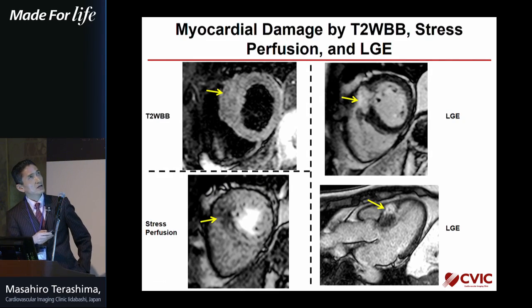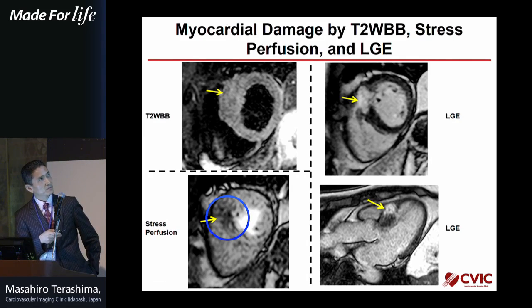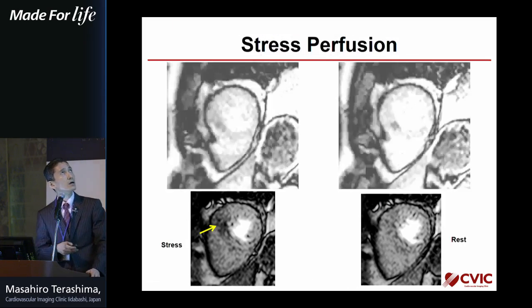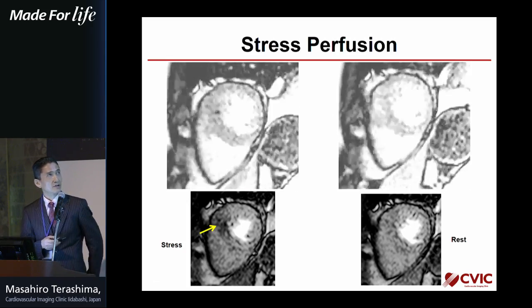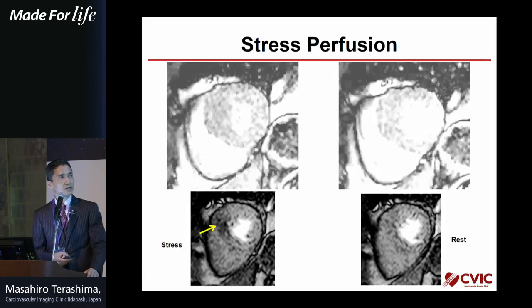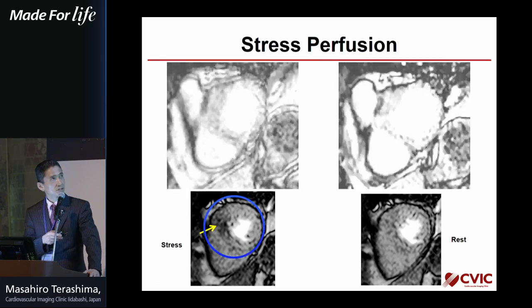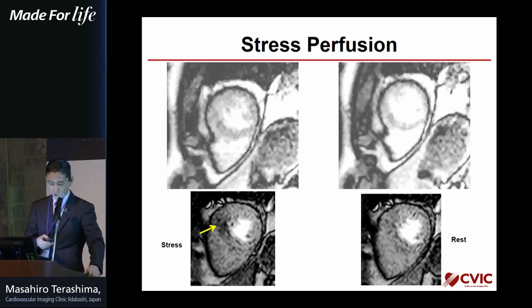On delayed enhanced image and also perfusion imaging and the corresponding T2-weighted imaging, the significant perfusion defect and also late gadolinium enhancement and T2-weighted edema. So these types of myocardial damage, we can see it's very frequently in HCM patients. Okay, and again, the stress perfusion is sometimes very effective to identify how much myocardial damage is induced by microvascular dysfunction. This type of perfusion defect is probably the microvascular dysfunction due to hypertrophied myocardium.